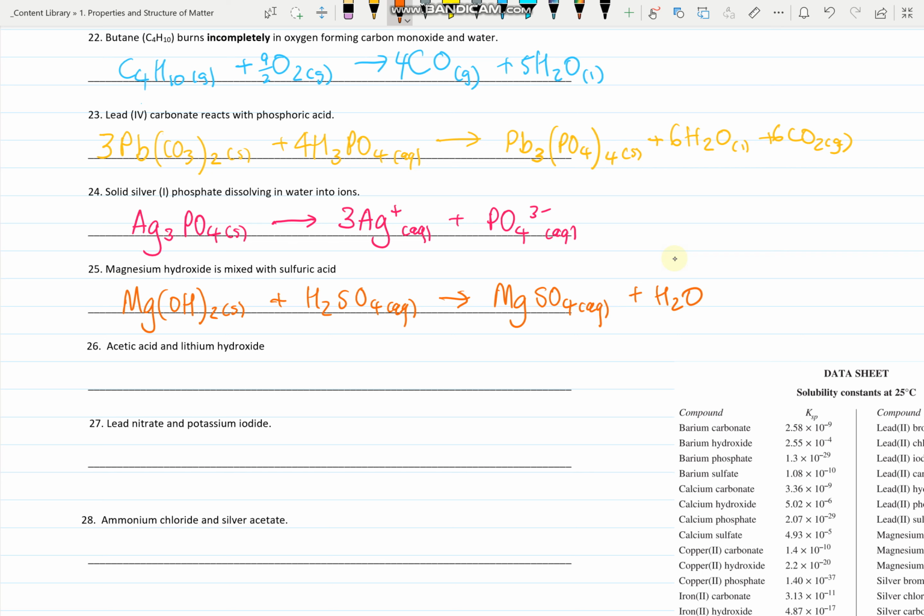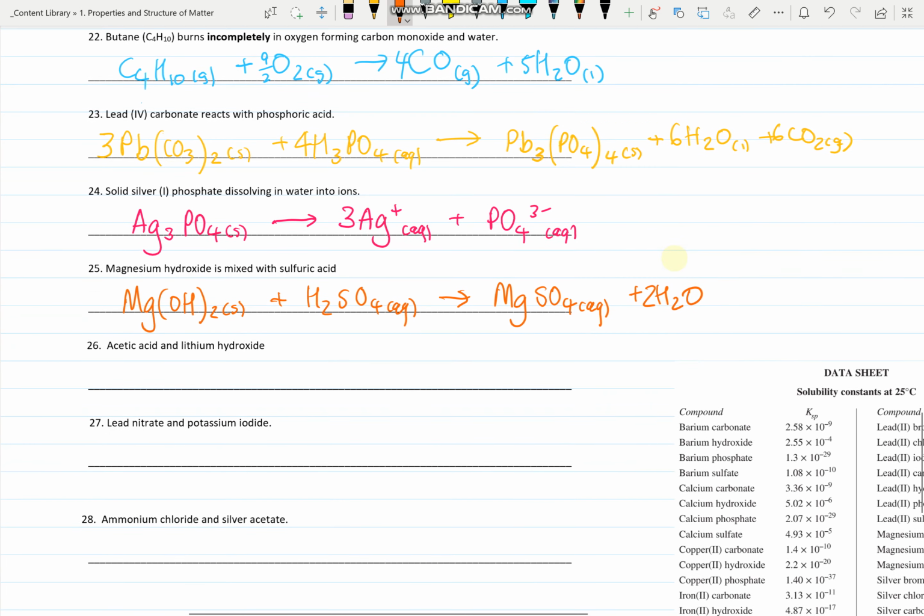It looks like I put a 2 there. Does that solve it? 1 magnesium. How many waters? I got 4 hydrogens, 4 hydrogens. Yeah, that looks good. Alright, we'll move on. Orange, we go green, then purple.